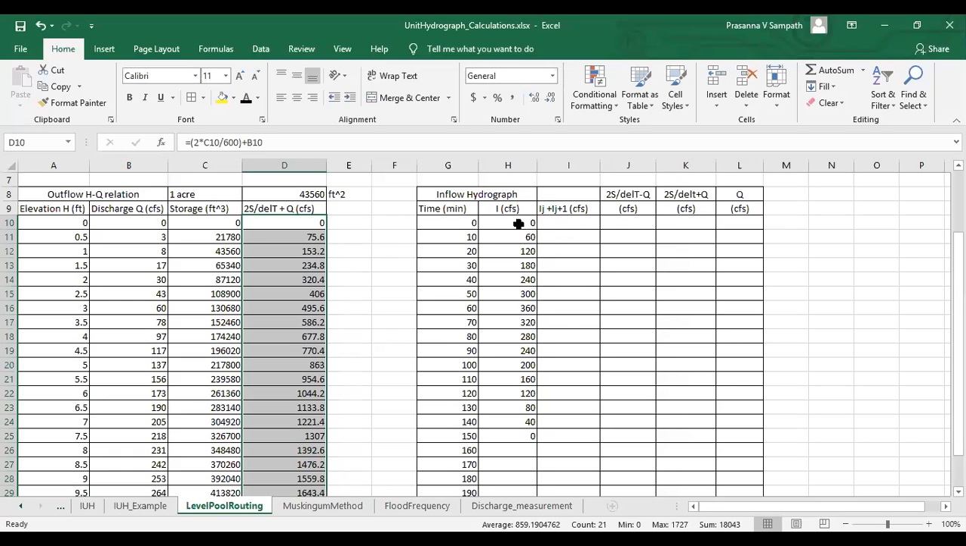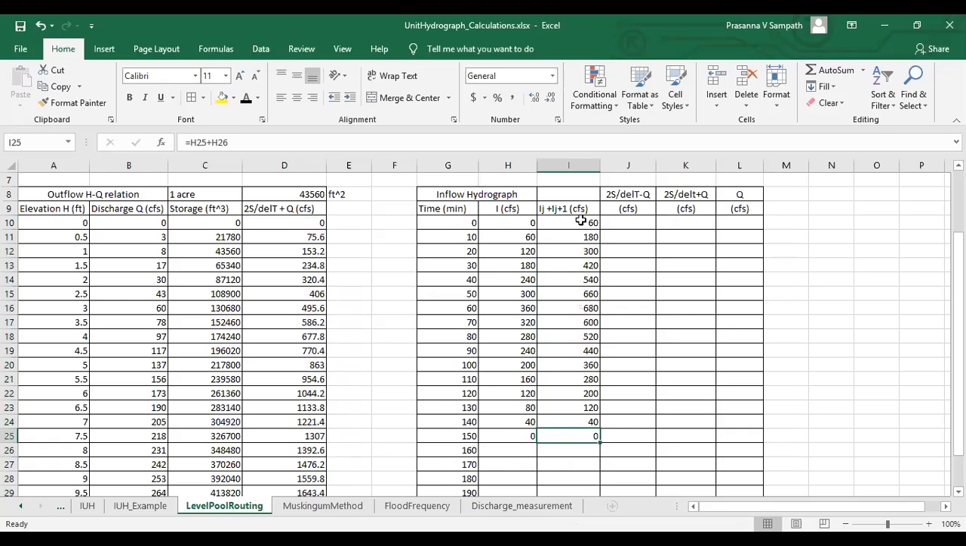First thing we do is, for every time step, I compute Ij plus 1. This is the inflow hydrograph that's given to you in this column H. In the next column I'm going to compute Ij plus 1. Will it continue beyond time t equal to 150 minutes? It won't, because at this time step Ij plus 1 is not defined. So we don't need it. The inflow starts at time t equal to 0 and ends at time t equal to 150.